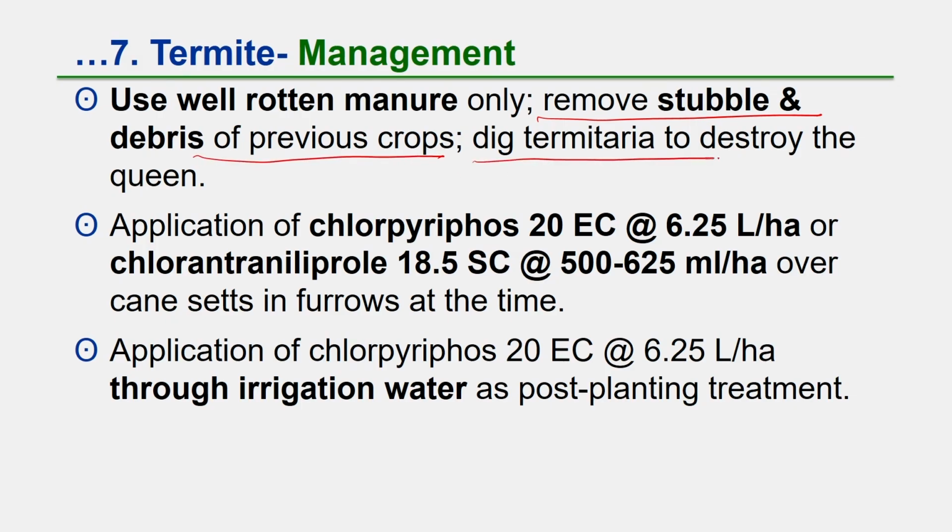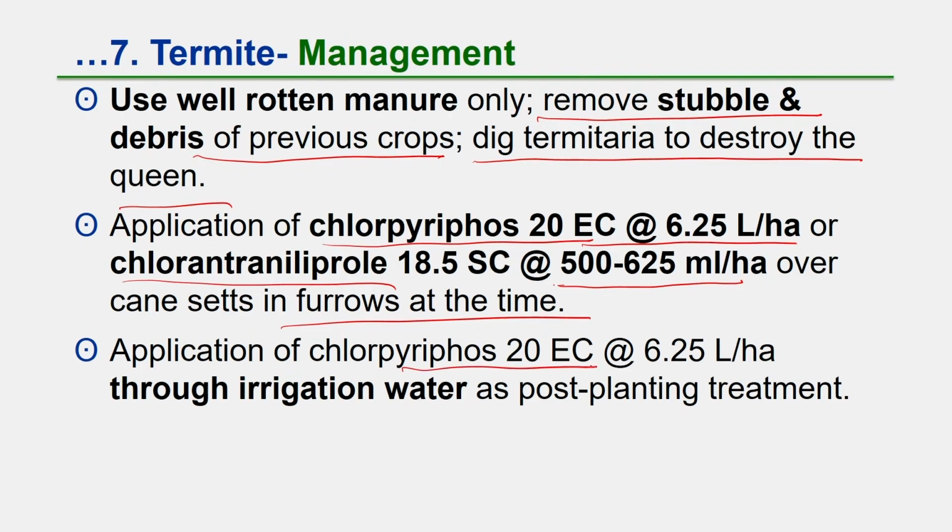Dig termitaria to destroy the queen. Means if you destroy the queen, then their life cycle will be finished. Application of chlorpyrifos 20 EC at the rate of 6.25 liter per hectare or chlorantraniliprole 18.5 SC at the rate of 500 to 625 milliliter per hectare over cane sets in furrow at planting time.